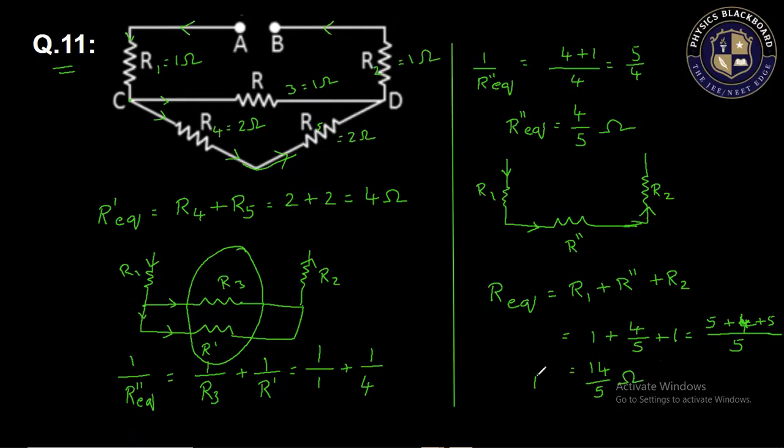So what is the final equivalent resistance? 14 by 5 ohms. Done.